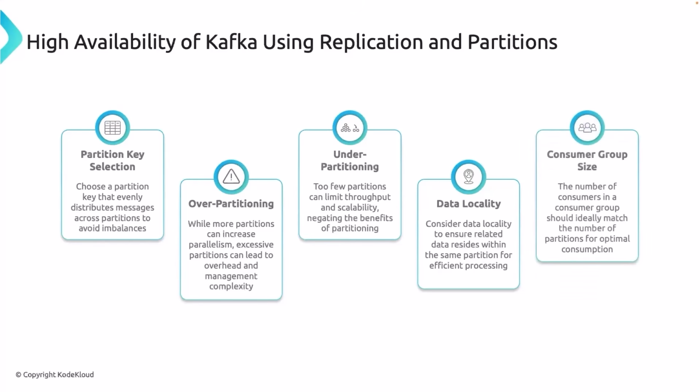Lastly, the consumer group size. The number of consumers in a group should ideally match the number of partitions for optimal consumption. Each partition is assigned to one consumer in a consumer group. If you have more partitions than consumers, some consumers will handle multiple partitions. If you have more consumers than partitions, some consumers will sit idle. Matching them ensures balanced and efficient processing.